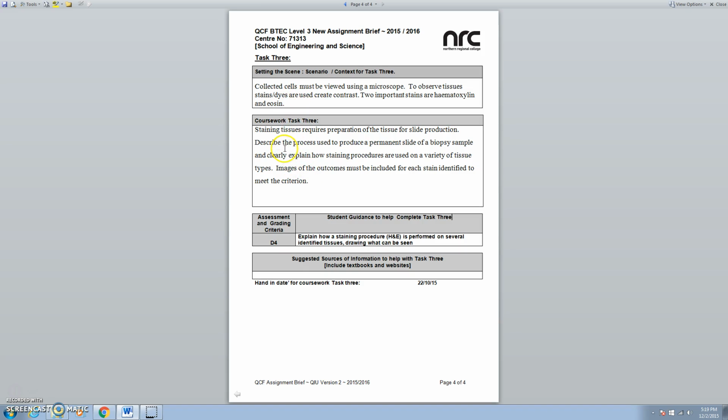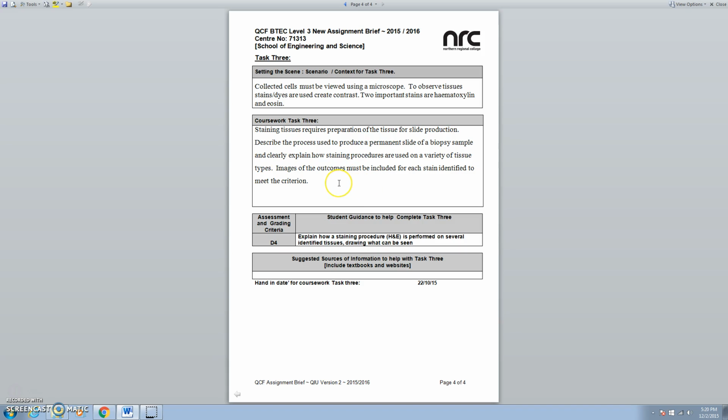For this criterion, staining tissues requires preparation of the tissue for slide production. First off, I would explain how to fixate a slide or a tissue slide for histological identification. Okay, first off, describe the process used to produce a permanent slide of a biopsy sample. That's important, make sure that's addressed. And secondly, clearly explain the staining procedures used for the variety of tissue types. Okay? Images of the outcomes must be included for each stain identified to meet the criterion.